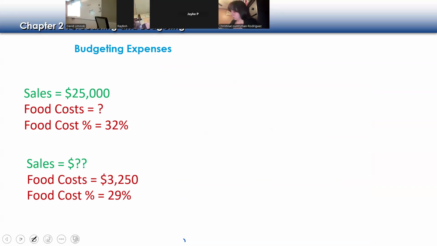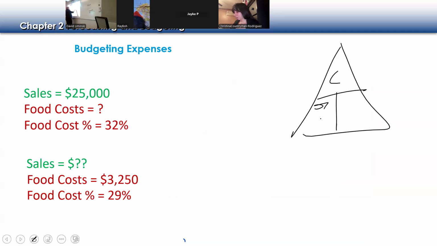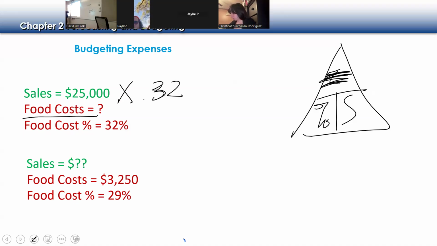All right, couple of examples here. If my sales is $25,000 and I'm aiming for a 32% food cost, I'm projecting a 32% food cost. So I'm using my triangle: cost, percent, sales. Which one am I looking for? I'm looking for the cost, right? So cover it up. And what's left over? 25,000 times 0.32.